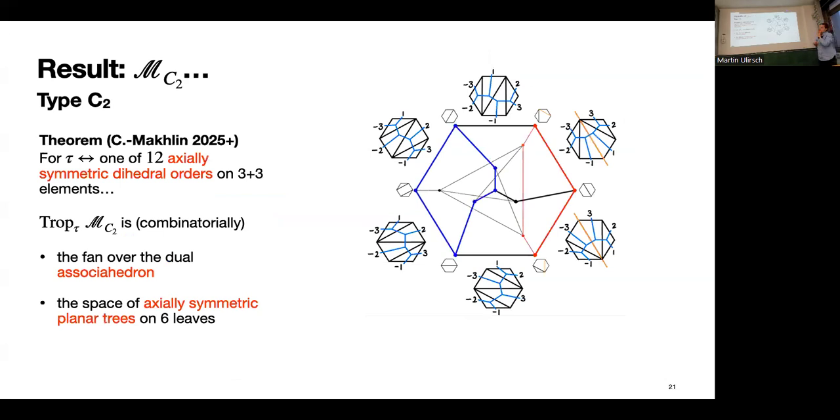Okay, so it turns out that the other 12 are axially symmetric trees in some dihedral order. And so essentially this is giving us a picture almost in type A again, right? So we have 12 pentagons. And so this 5-cycle is an example of one of them. And it's going to be the fan over the dual associahedron. And it's not clear from that picture how you do that, but I'll explain with these 2 trees on the side.